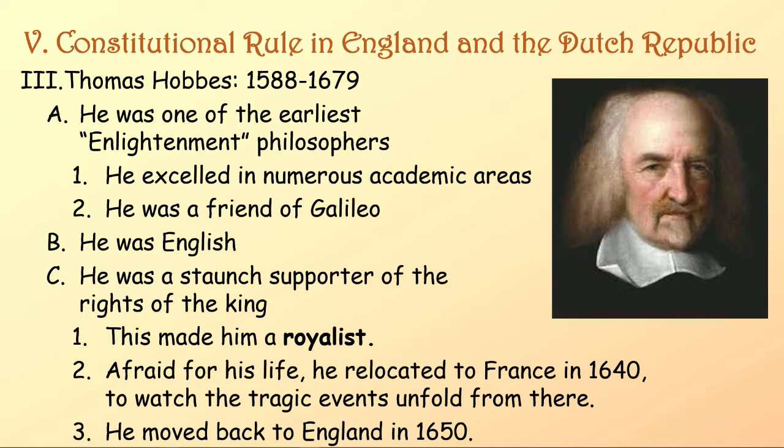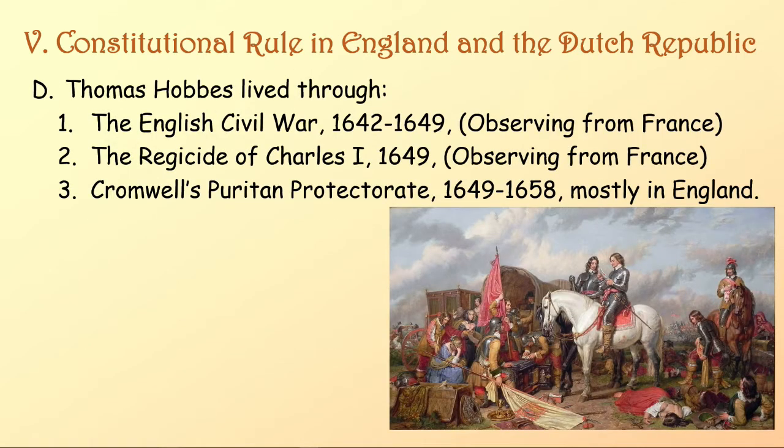He was English, and he was a staunch supporter of the rights of the king, and this made him a royalist. And so, afraid for his life, he relocated to France in 1640 to watch the tragic events going on in England from France. And he moved back to England in 1650. Thomas Hobbes lived through the English Civil War, 1642 to 1649, observing from France. He lived through the regicide of Charles the First in 1649, observing that from France. And he lived through Cromwell's Puritan Protectorate from 1649 to 1658, and he spent most of that time in England.